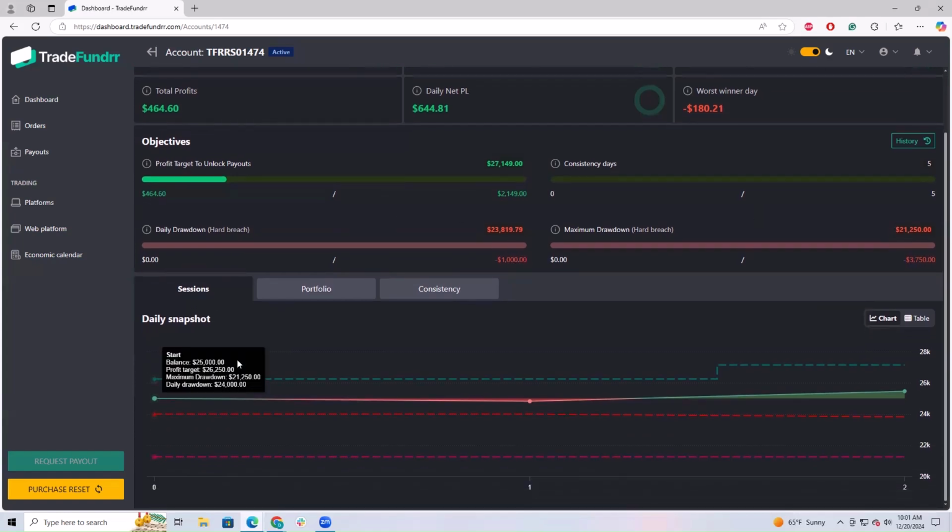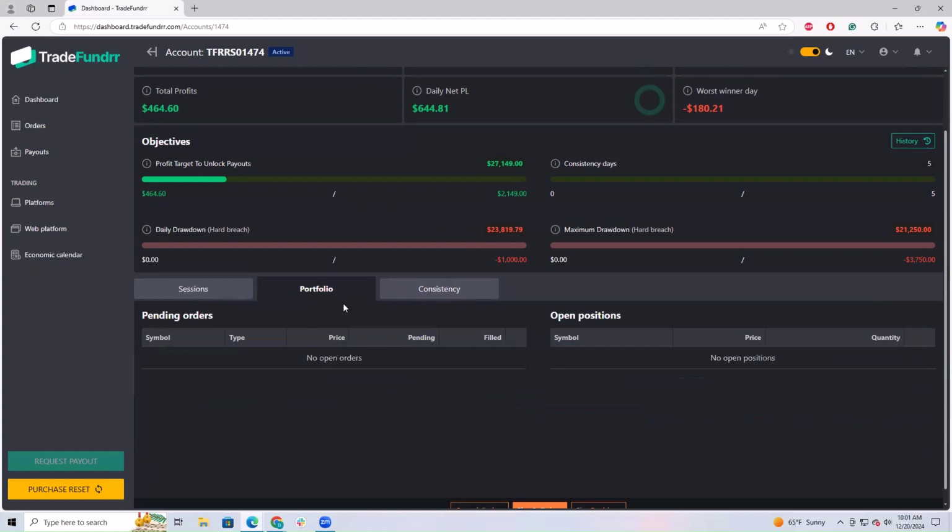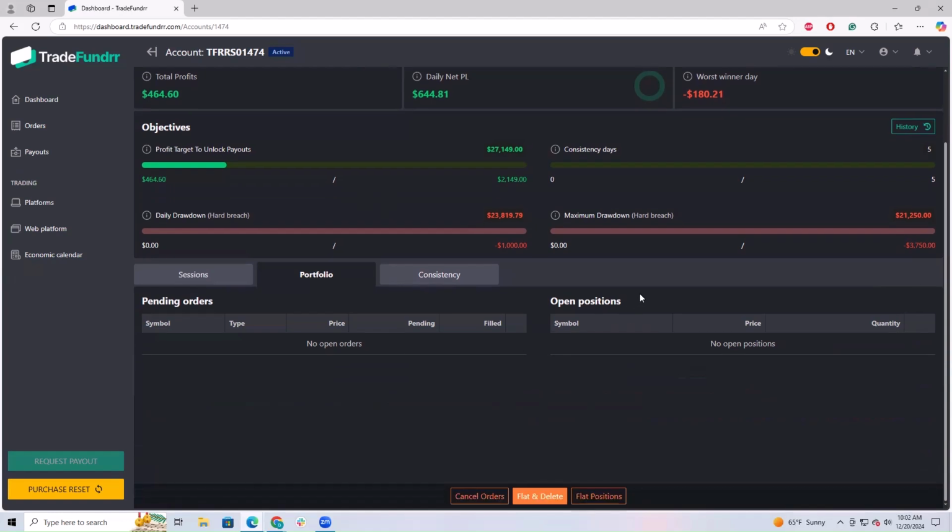Sessions. This will show, in graph format, the P&L of your account over however many sessions you have traded. Portfolio. This will be important if you do have open positions, because it will show your pending orders and your current open positions. In this section, you will have the ability to cancel orders, flatten, delete, or flatten positions only, meaning you flatten the positions but the orders remain open.